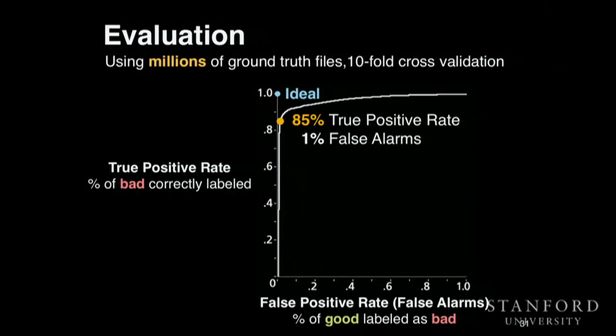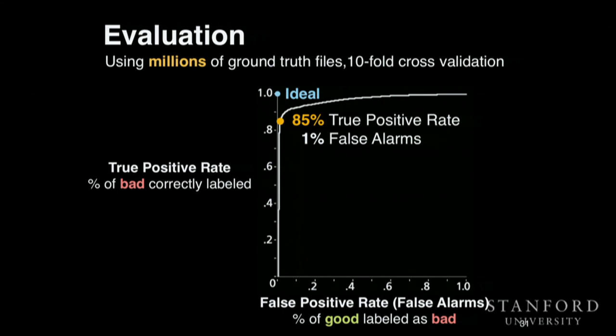And so we evaluate this method on real data, about millions of ground truth data points, known good and known bad combined. We use the standard tenfold cross-validation from machine learning. That basically means we divide the data into 10 parts, using 9 parts to set the priors for training and using the remaining 1 part for testing.